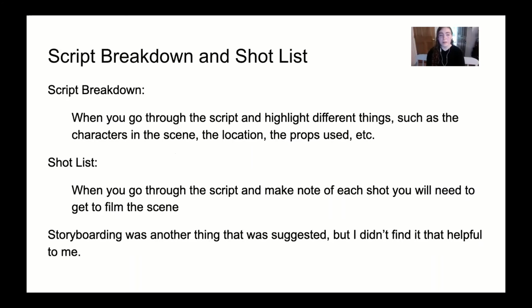A script breakdown is when you go through the script and highlight different things such as the characters in the scene, the location, and the props used. And then a shot list is when you go through the script and make note of each shot you will need to get to film the scene. Storyboarding was another thing that was suggested, but I didn't find it that helpful to me.